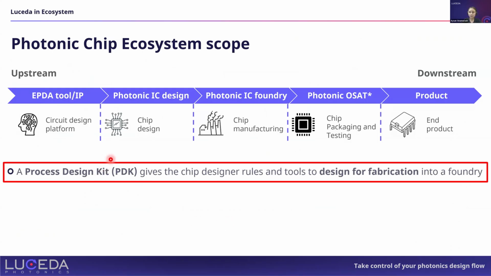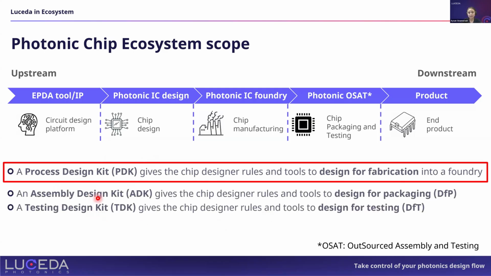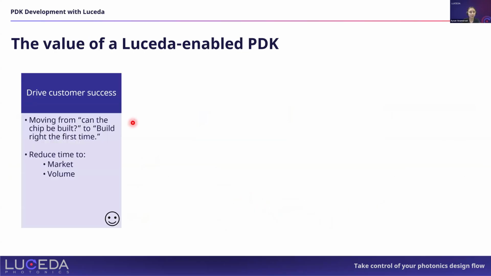A tool that designers need to design with the platform is the PDK. It is a process design kit that contains information regarding the rules and the fabrication process of the foundry. On top of that, there are assembly design kits and also testing design kits, which contain information regarding rules regarding the packaging and testing houses. The focus of this webinar is on process design kits, and I will talk about this.